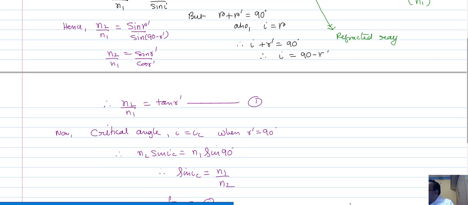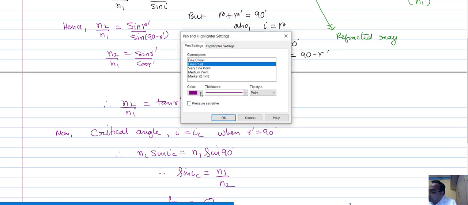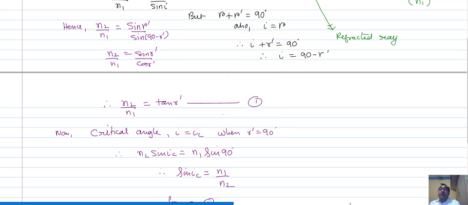Now how to do it in a different method: when the condition is this, when the reflected light and the refracted light are perpendicular to each other, then this is the perfect situation for the application of what is called Brewster's law. So this is the second, alternative method. In Brewster's law, the refractive index n is equal to tan of I.